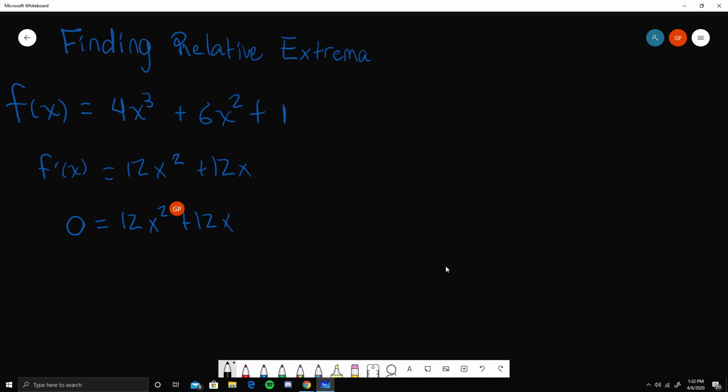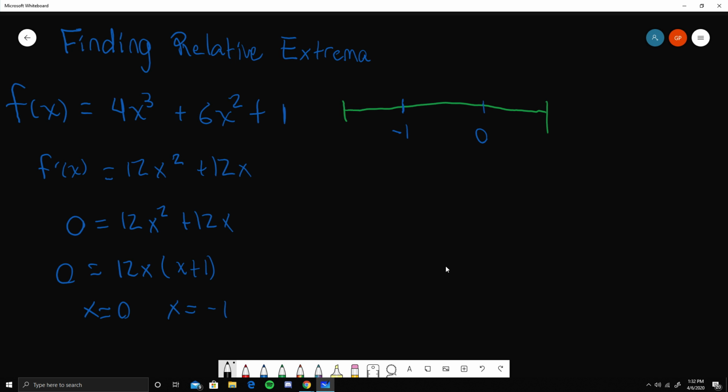Now the next step is to solve for the zeros. You can do this by factoring out a 12x and getting 12x times x plus 1. So now I know that my zeros are x equals 0 and x equals negative 1. The next step is to create a number line using these zeros, so we put negative 1 and 0. Now we have to find whether the values in between these intervals are positive or negative.